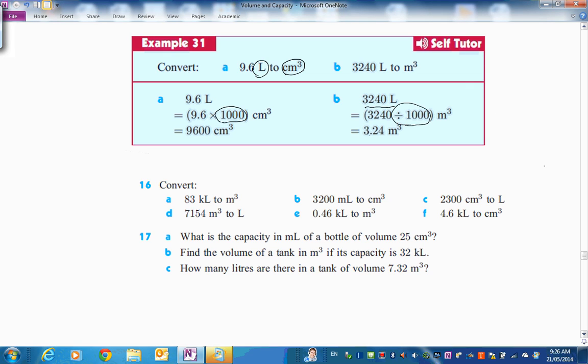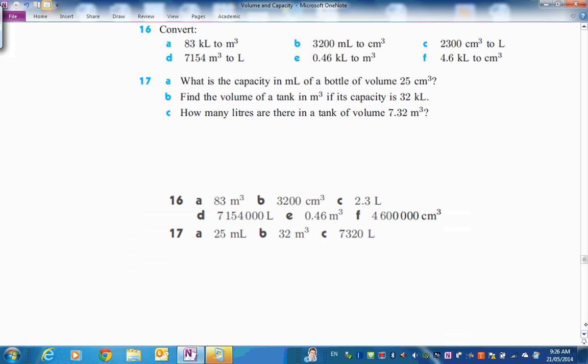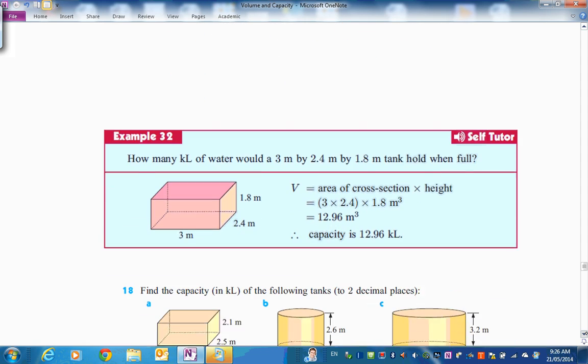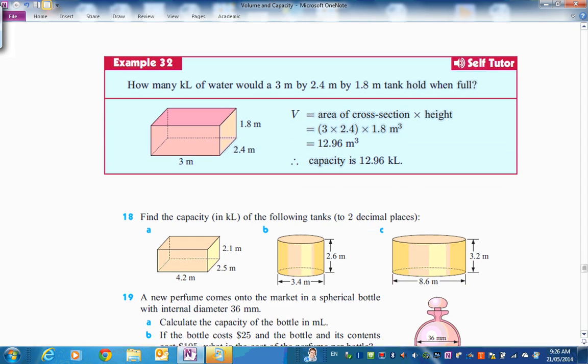That's just remembering there what litres occupy in terms of metre cubes and so on. Okay. Let's have a look at the answers. And there they are. Alright, so it's pretty much the same stuff as we've been doing, just in a different sort of context, now in a volume and capacity context. Let's have a look at a practical problem here. How many kilolitres of water would a 3 metre by 2.4 by 1.8 metre tank hold when full?